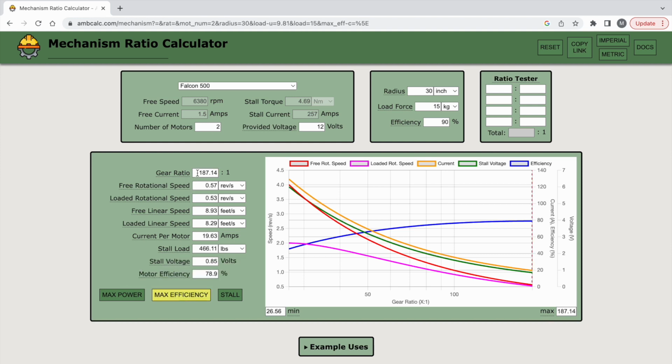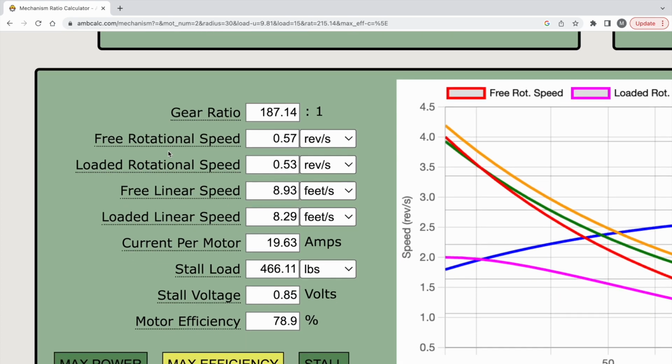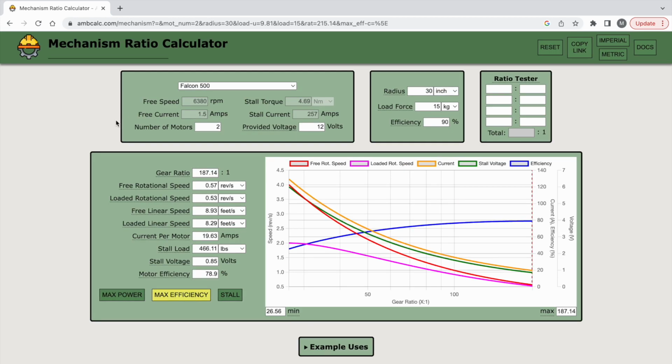And then it gives you, obviously you can't even use this number. You can't use 187.14 to 1. You can't use that ratio. But this is just a good number to try and be around, because this is the maximum efficiency and you want to stay near that number.